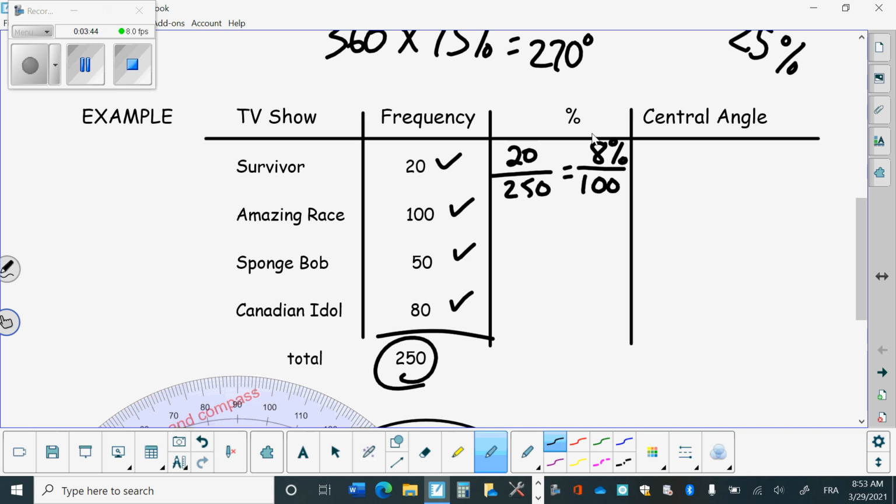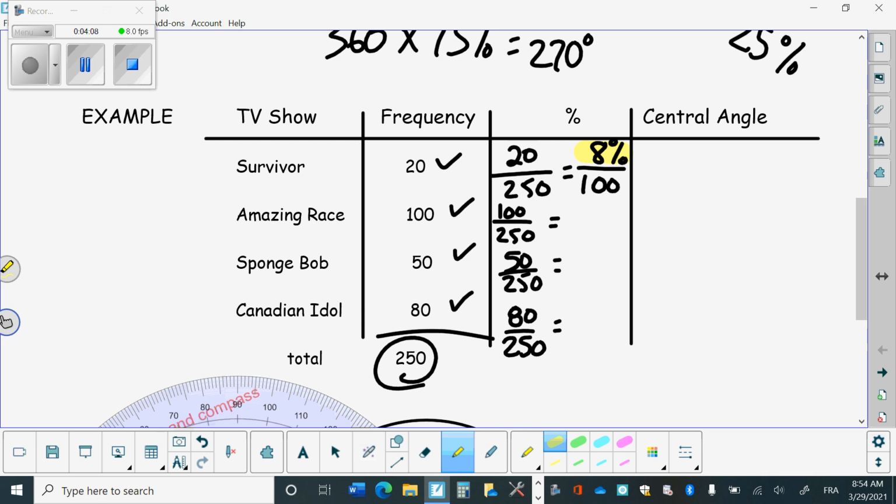So if I want to do the next one, 100 out of 250, I need to know what 50 is out of 250, and your last one, 80 out of 250. So go find all those percents for me. I need all those percents, okay? So we've done the first one. Definitely need to go find my other percents.